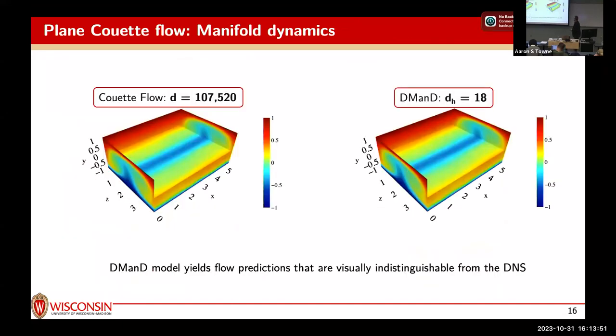Okay. And then if you just look at movies, you can't tell the difference between the movie from the DNS and the reconstructed movie from the low dimensional simulation. Okay. So then we can ask, well, what can we do with this, right? One of the motivations for doing this is to be able to have models that you can work with much more effectively than with the original DNS, right?